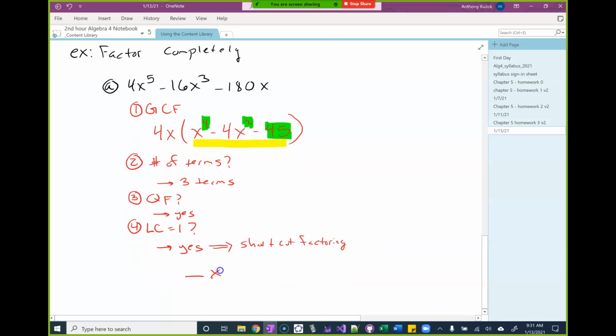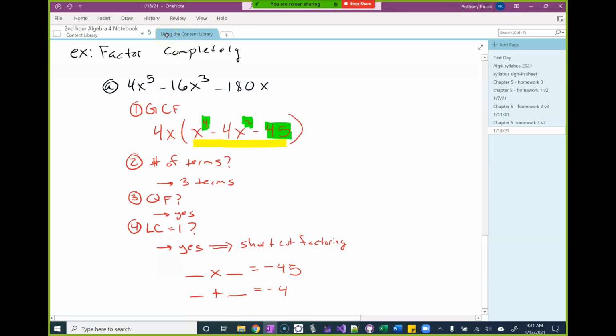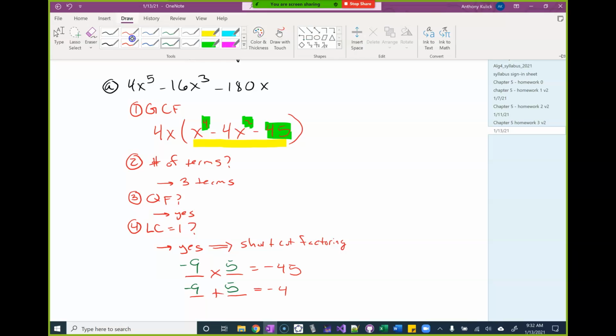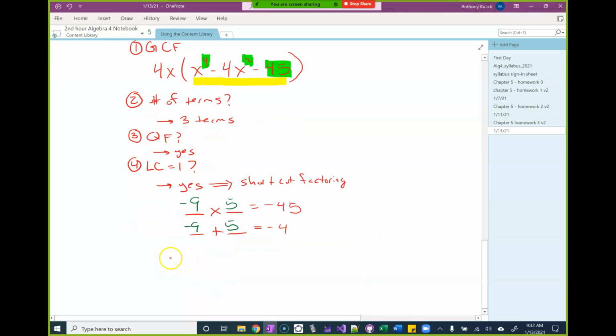So I just need to find 2 numbers that multiply to negative 45 and add to give me negative 4. Does anybody recognize the 2 numbers that do that? Negative 9 and positive 5 is correct. So those complete that. And since this is the shortcut, we'll go straight to my factored form. Something plus 5.